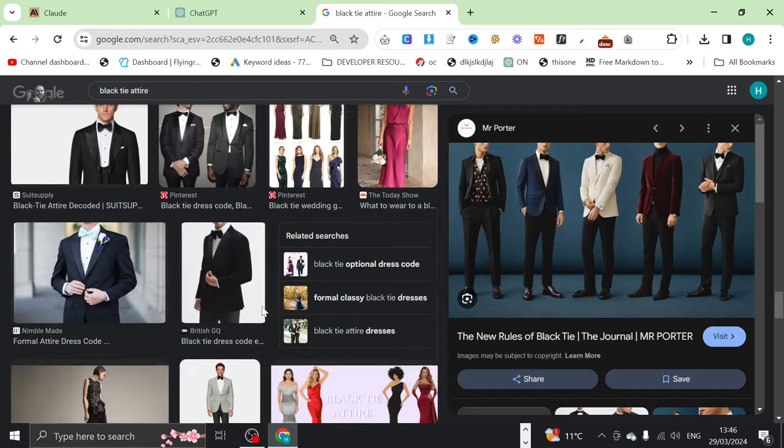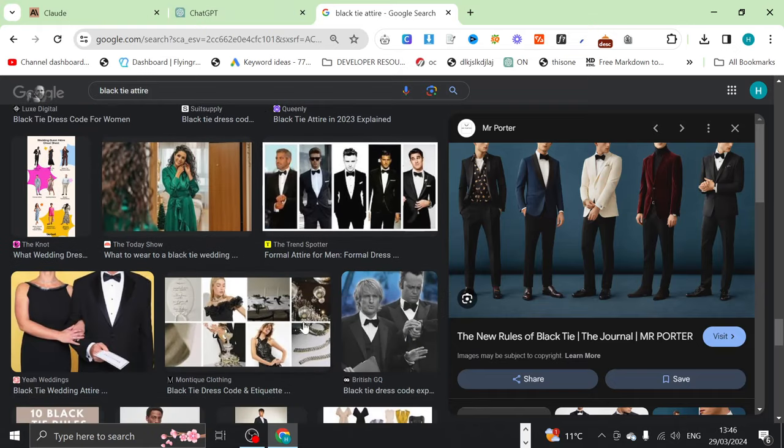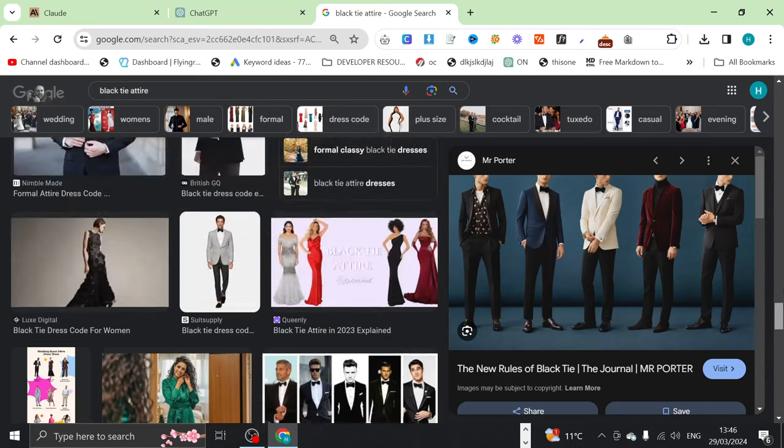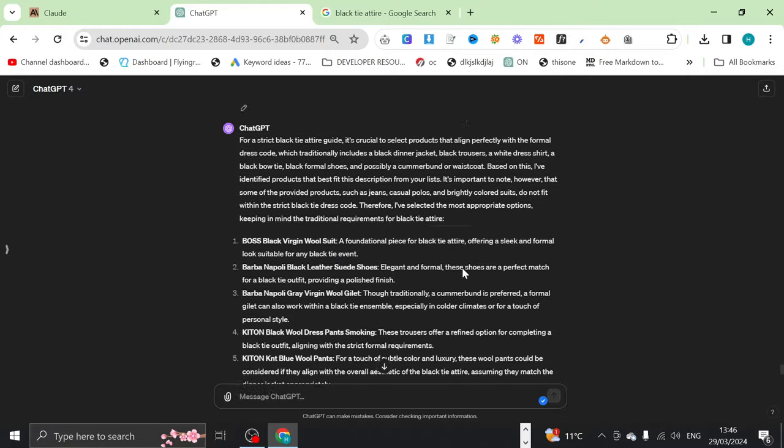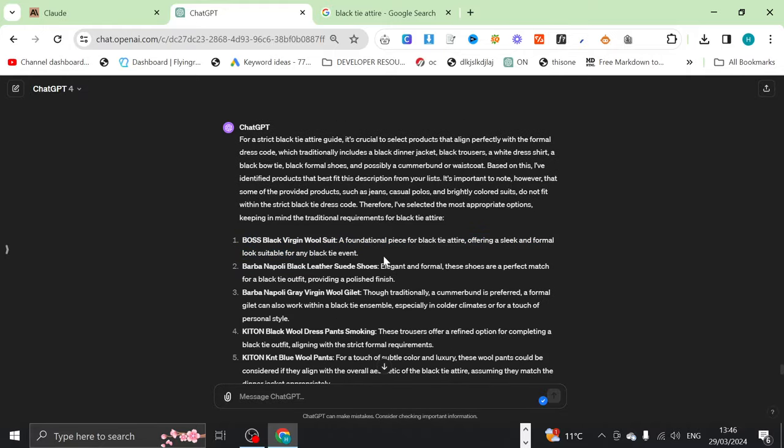But you would never wear a normal suit. You cannot wear a normal suit to a black tie event, so that's the important thing here. So let's have a look at the products chosen. It actually hasn't even given me the links here, which is quite interesting.